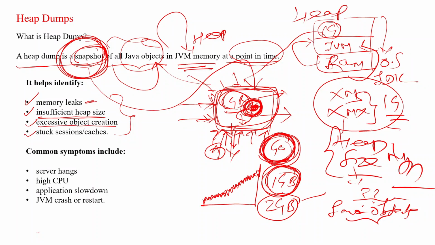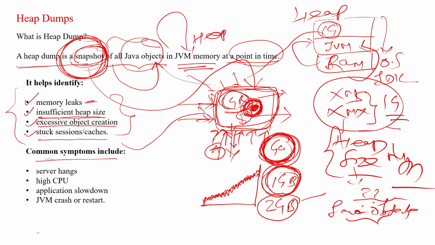Excessive object creation. It is always recommended that you should not create multiple or unnecessary objects in the code, because every object is going to take some space in the memory, in the heap. So if excessive objects are getting created, then developers look at the code to see where these objects are getting generated, whether it is really necessary to generate them, and if they can reduce the number of objects, so they work on that. Stuck sessions and caches: when you have stuck sessions, where the sessions are getting stuck, or you have some cache problems, which is contributing to the memory problem. So the snapshot helps to identify all these problems.